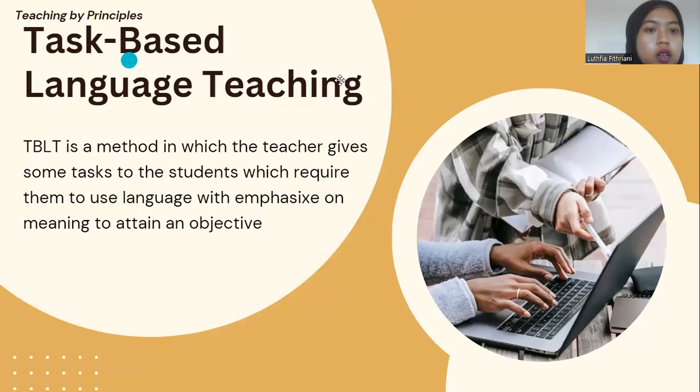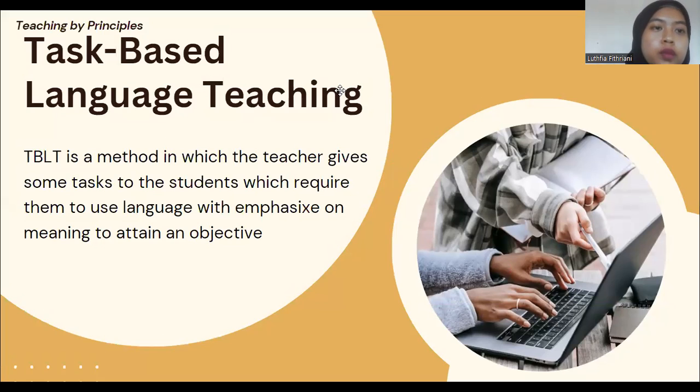The second method or approach is task-based language teaching. So TBLT, or task-based language teaching, is a method in which the teacher gives some tasks to the students which require them to use language with emphasis on meaning to attain an objective.